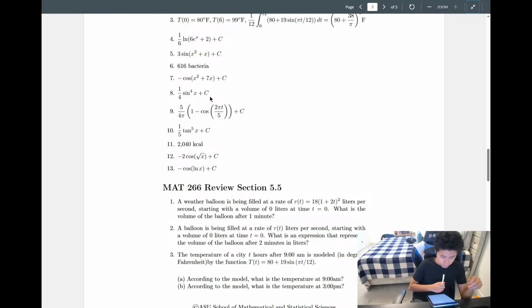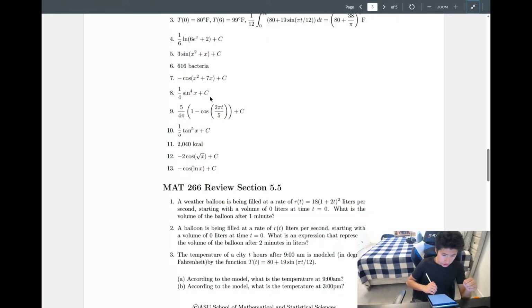For 8, I got sine to the power 4 of x over 4. They got 1/4 sine to the power 4 of x plus c. I keep forgetting, but essentially correct. 9, I got negative 25 over 2t. That's completely wrong. We will check that later. 10, I got tangent to the power 5 of x over 5. Missed the plus c, but essentially correct.